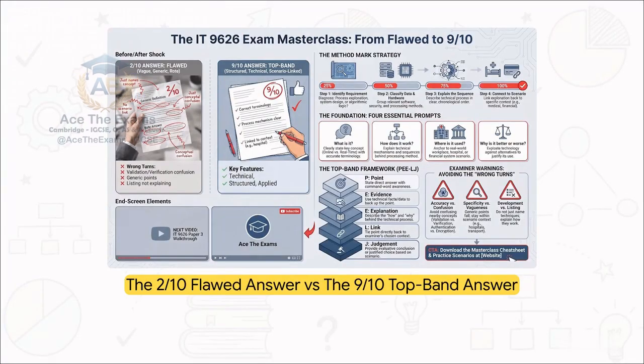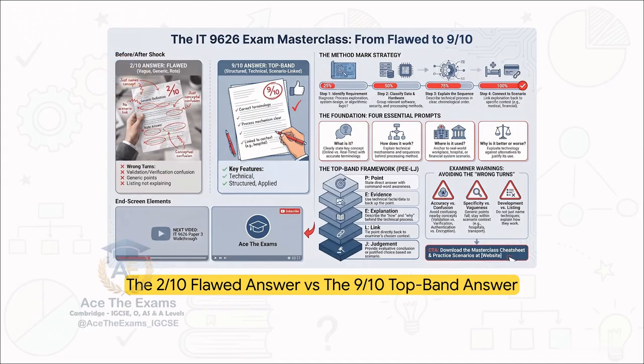And honestly, looking at the contrast here brilliantly illustrates the exact problem. When we compare a flawed 2 out of 10 answer with a top-band 9 out of 10 response, the difference is just shocking. The flawed answer is vague, it's generic, and it's completely rote. The student literally just named the concept without any link to the scenario. But that top-band response, it's structured, it uses correct technical terminology, it explains the process mechanism clearly, and crucially, it is anchored directly to the context, like a hospital or a specific business. The difference is literally night and day.